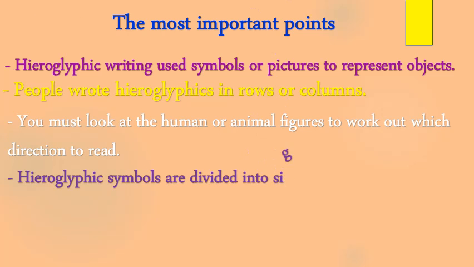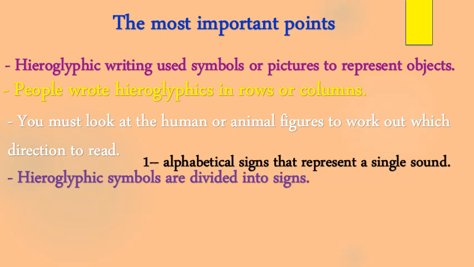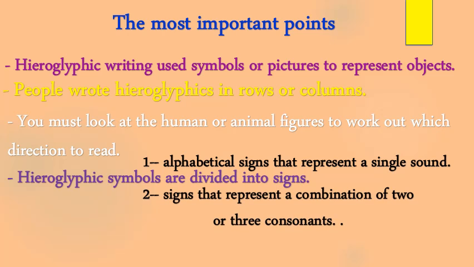Hieroglyphic symbols are divided into signs: alphabetical signs that represent a single sound, and signs that represent a combination of 2 or 3 consonants.